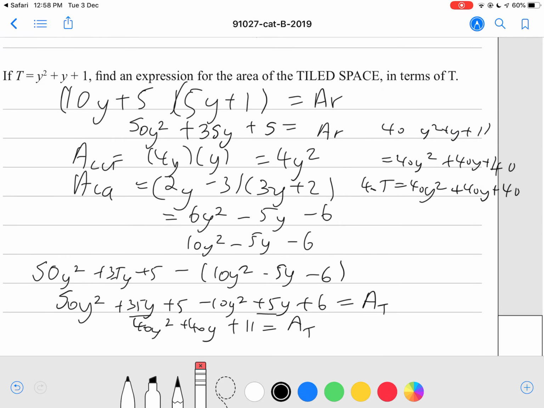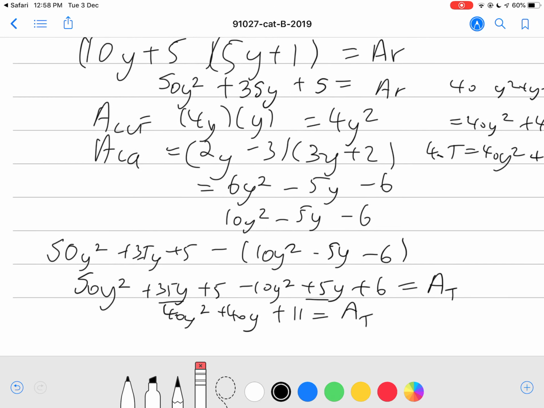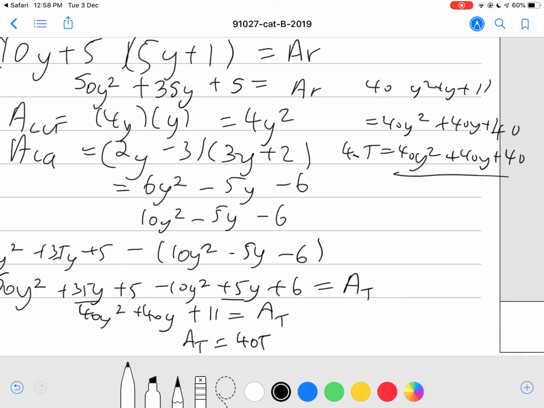Okay, so 40t equals 40y squared plus 40y plus 40. So we can say that area of the tiles equals 40t, and that equals 40y squared plus 40y plus 40. However, there's only a plus 11 here, so we need to subtract 29 at the end in order to make this true. So 40t is equal to 40y squared plus 40y plus 40. However, we only want 40y squared plus 40y plus 11. 11 is 29 less than 40, so we say area of the tiles is equal to 40t minus 29. And that will be your final answer here, which should get you an excellence grade.